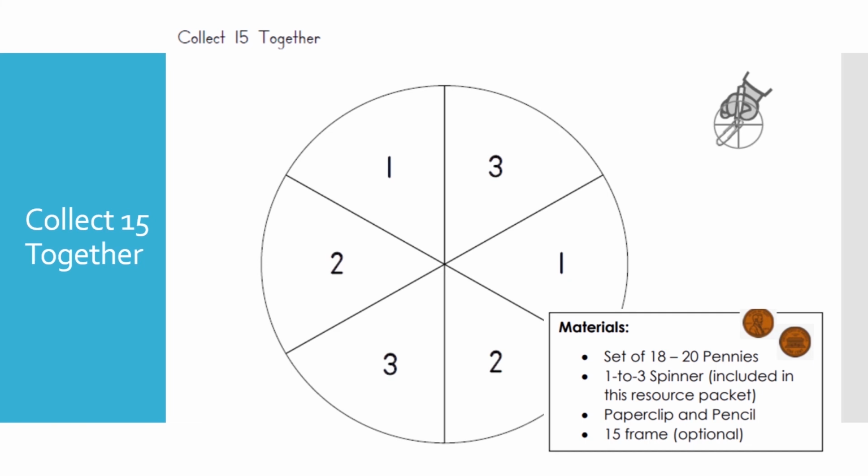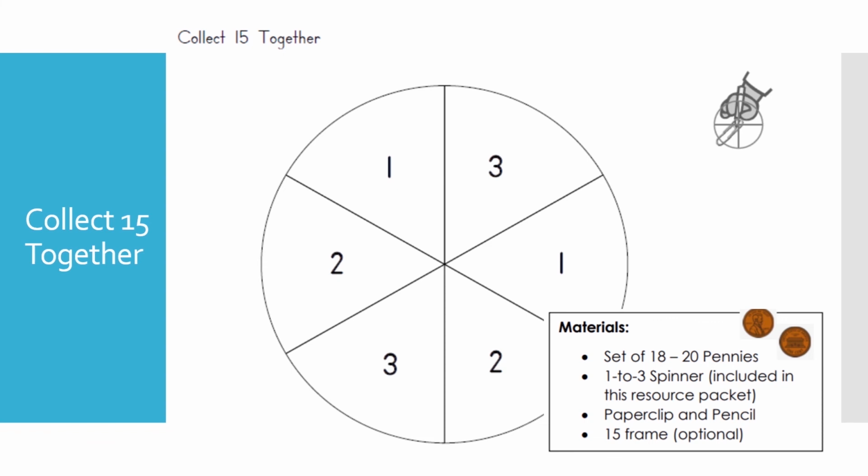Think about how you know that the number is more or less than 15. Are you starting from 1 every time, or did you count on from another number? As you're playing, think about how many more pennies you need to get to 15. And how do you know that?